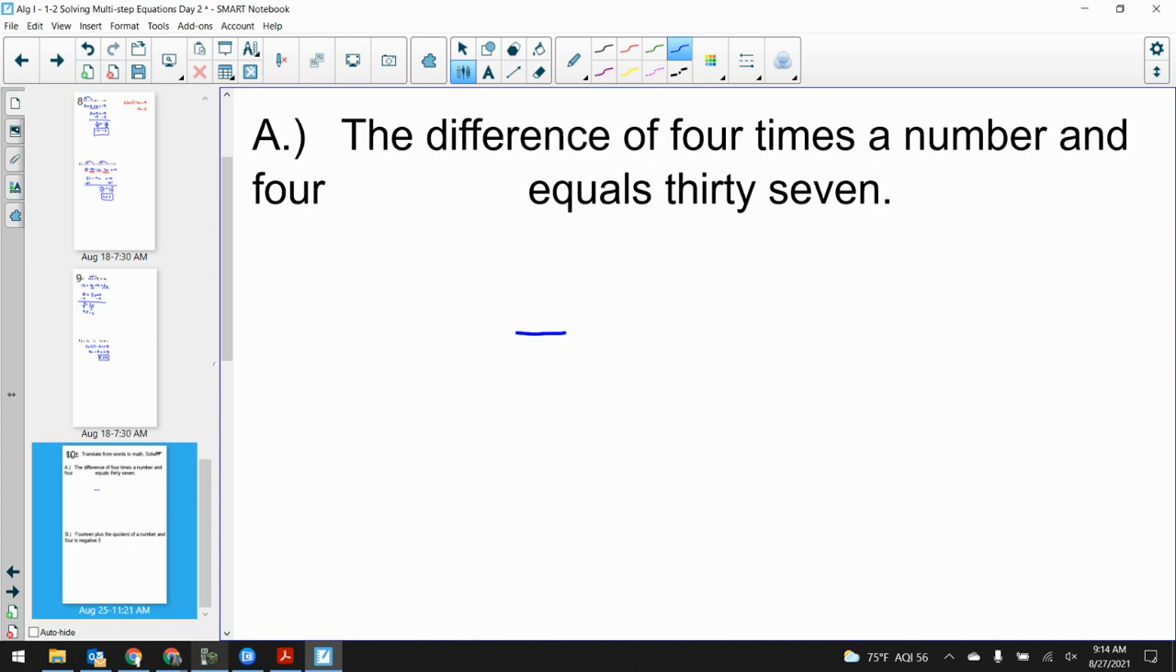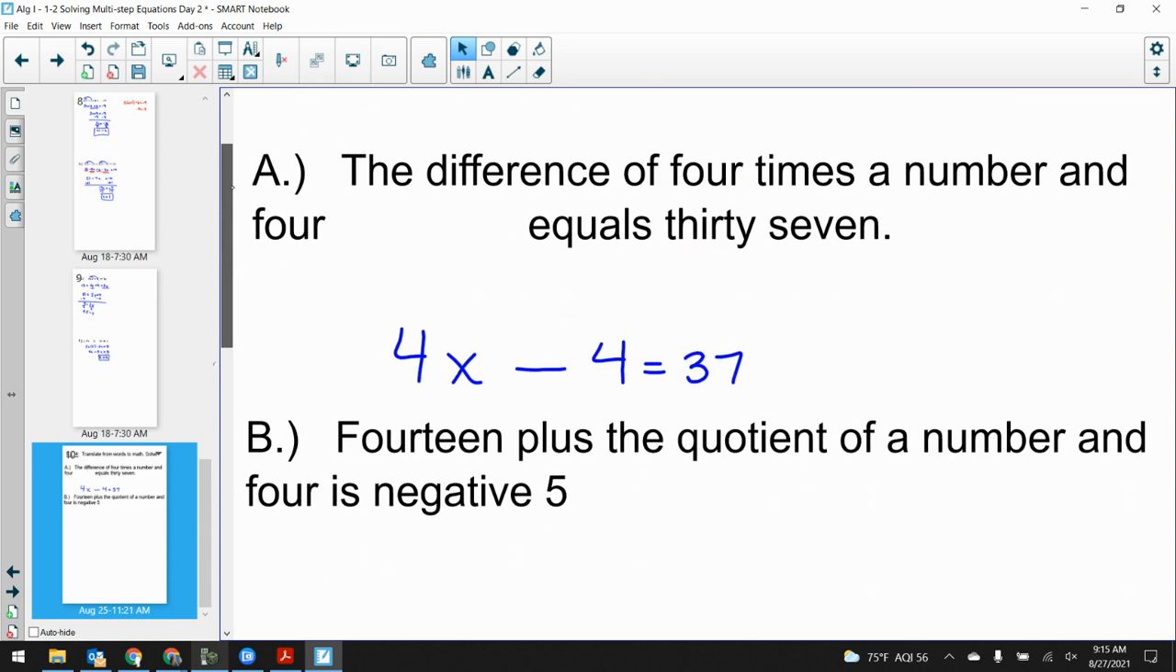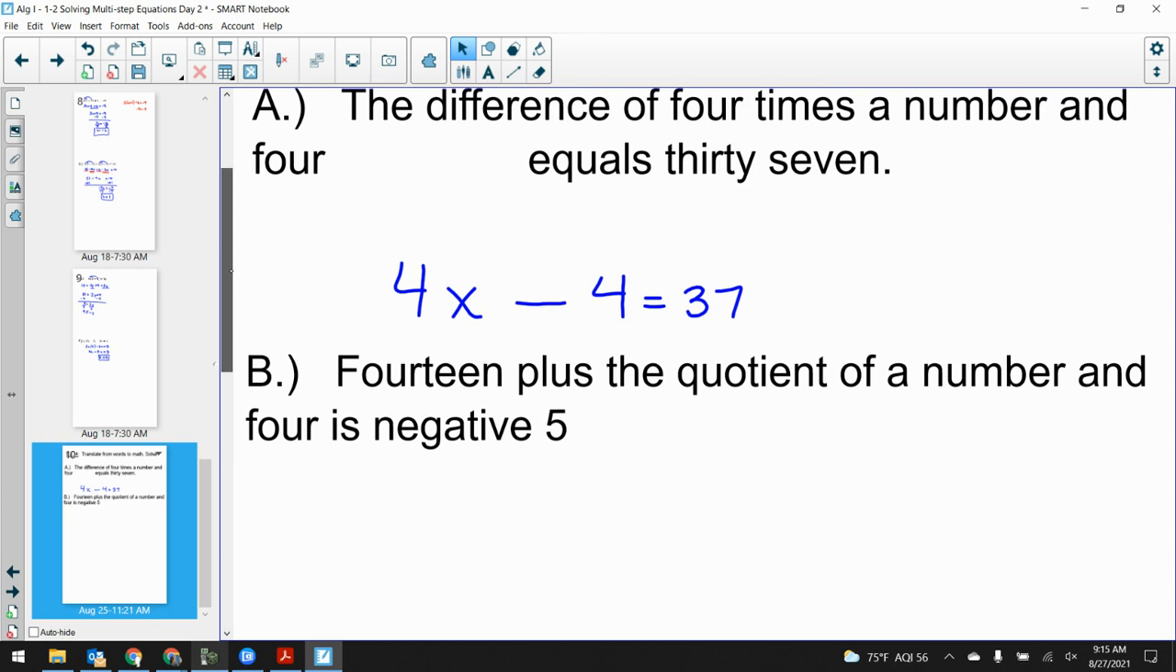Okay, the difference of, here's what I'm going to subtract. 4 times a number. How do I represent 4 times a number? 4x. And the difference of 4 times a number and 4 equals 37. Can we solve that? Yeah. I'm going to bypass that real quick because we're running out of time. I believe we can solve that, but I just want to show you one more example of just creating the equation because I believe that that's the more difficult part about these.